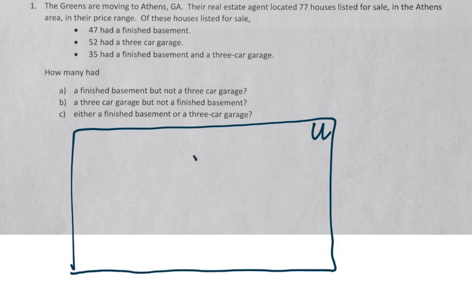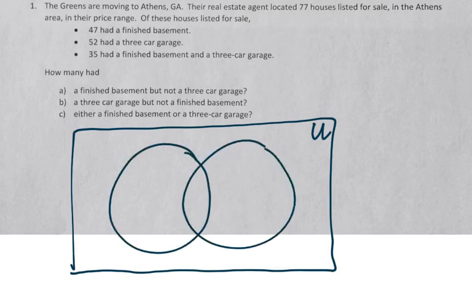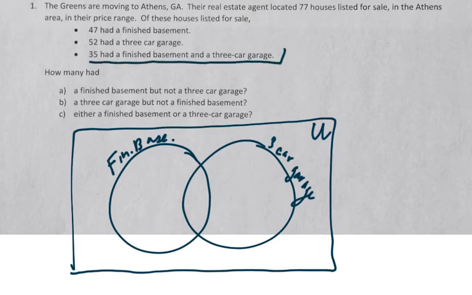We're going to start by drawing our sets. In this case, we have 2. We have houses that have a finished basement, so we're going to call this finished basement. And on this side, we're going to call this 3-car garage. Okay. And if I start with what's shared between both, what's the intersection of those 2 sets, 35 had a finished basement and a 3-car garage. So that goes in the middle. It has both. Okay, it satisfies both of those sets.